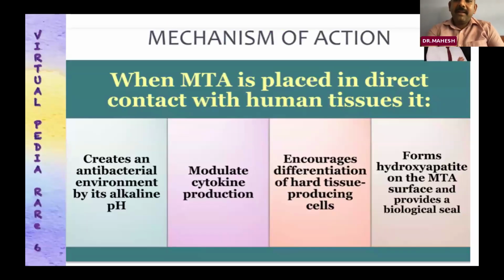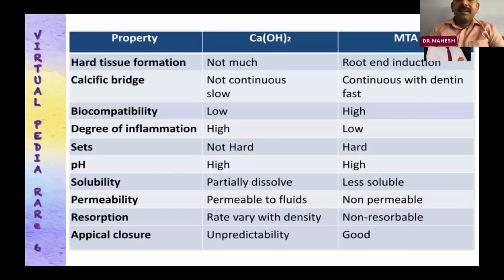So what happens if an MTA comes in contact with the tissue? The MTA is also alkaline. It provides a good environment with a higher pH. It modulates your cytokine production. It encourages differentiation of hard tissue producing cells, forming a hydroxyapatite apical barrier for you. So this is one basic advantage of MTA.